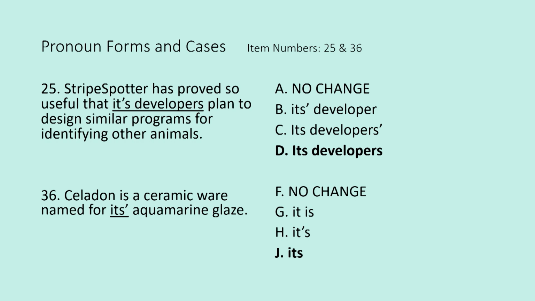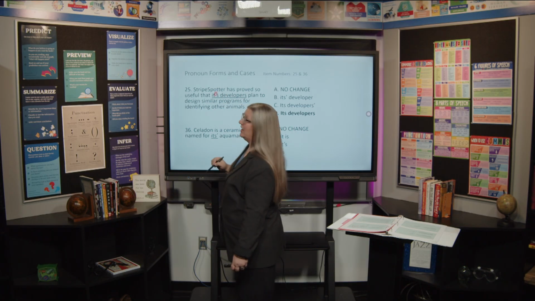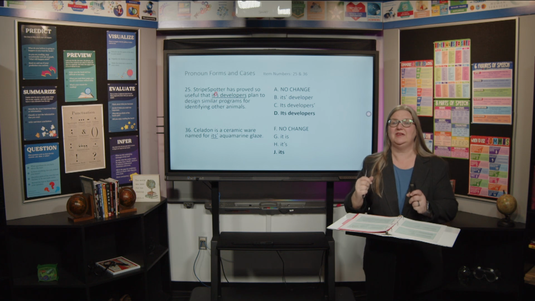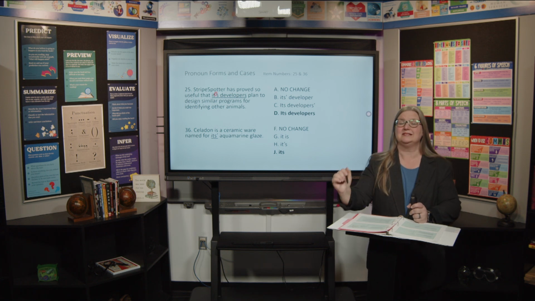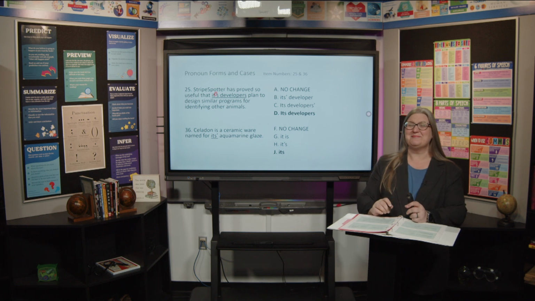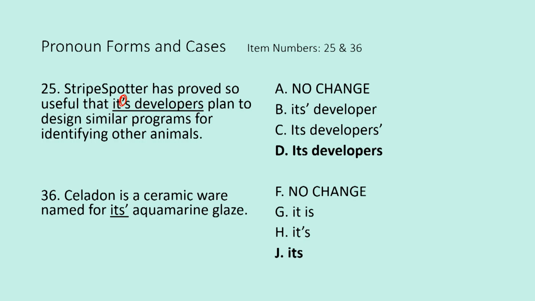Its developers, it is developers, because we know that an apostrophe S, if I have to hammer this into your head, an apostrophe S is not possessive on a pronoun. An apostrophe is what? That's right, good job. It's a contraction. So we know it's not no change. We have an apostrophe here. We know it's not that.